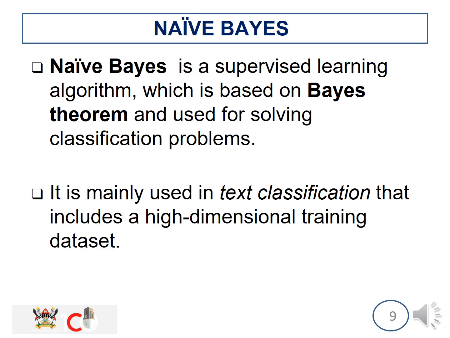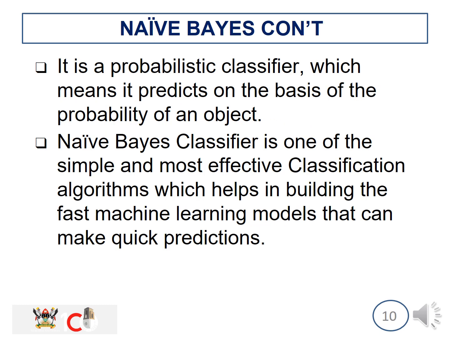Also, explaining naive Bayes: it is a supervised learning algorithm based on Bayes' theorem, and it's used for solving classification problems. It's mainly used in text classification that includes high dimension training datasets. You can also describe it as a probabilistic classifier which predicts on the basis of the probability of an object.